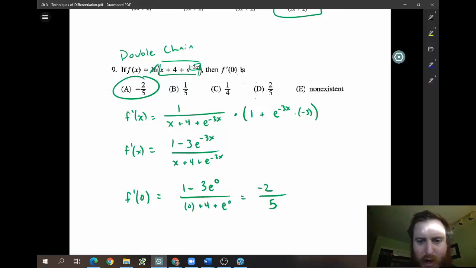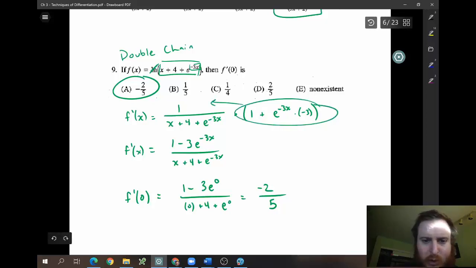Then we can take this entire term and move it to the top. And we get 1. Now I just moved the negative 3 in front. So 1 minus 3 e to the negative 3x.